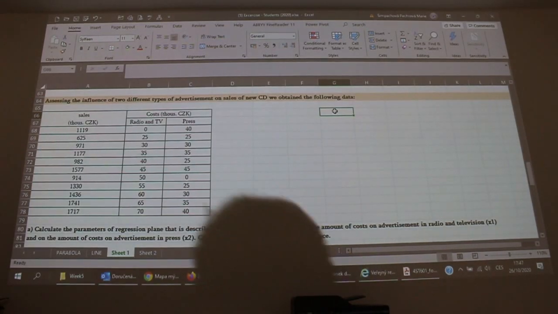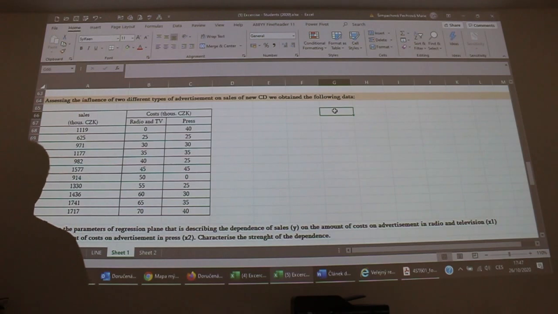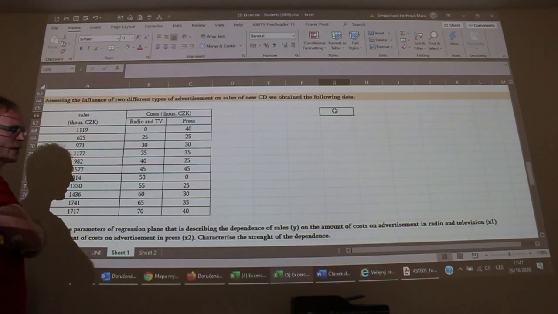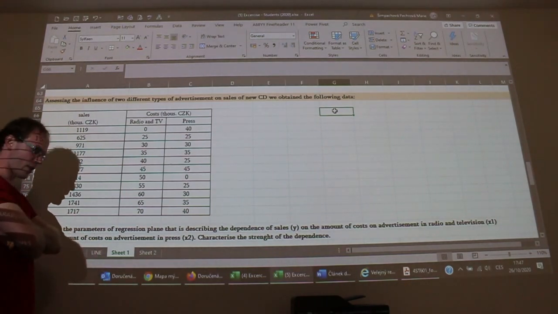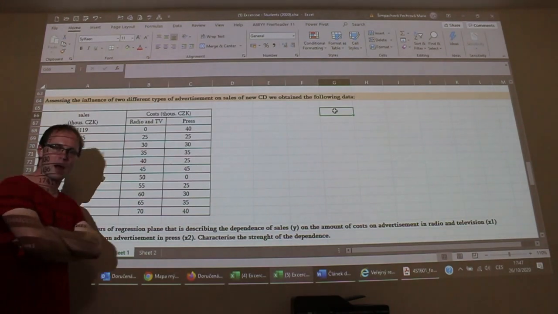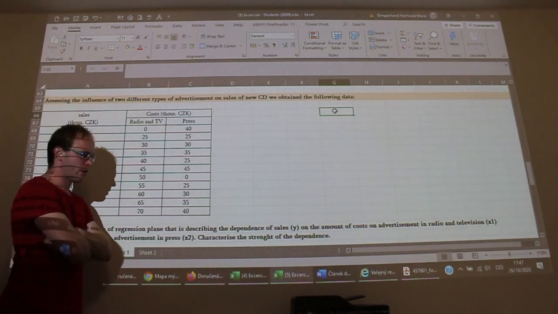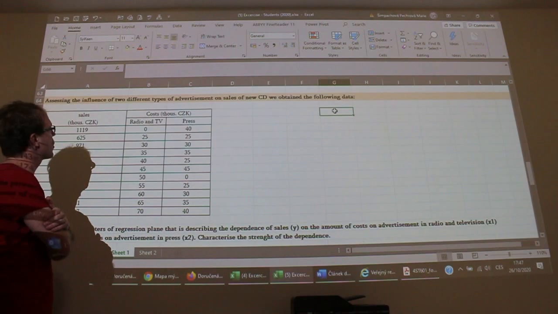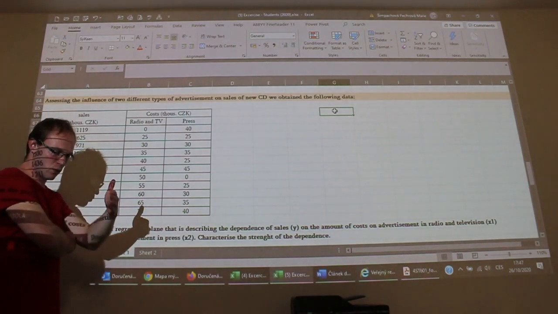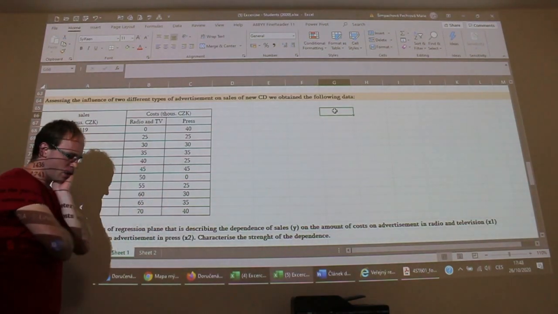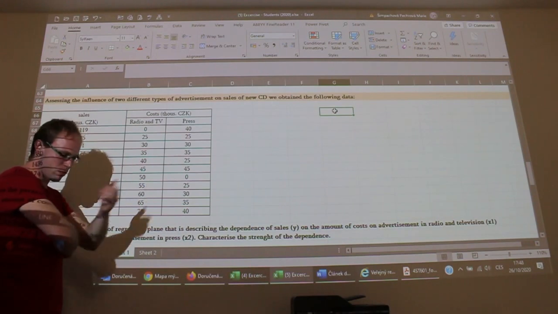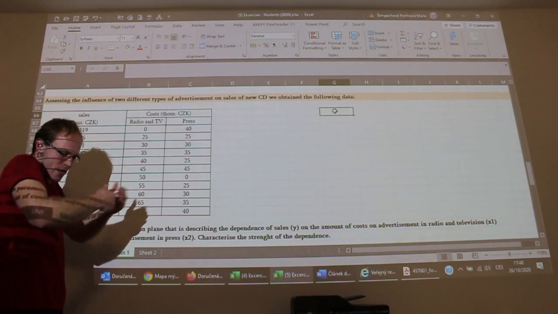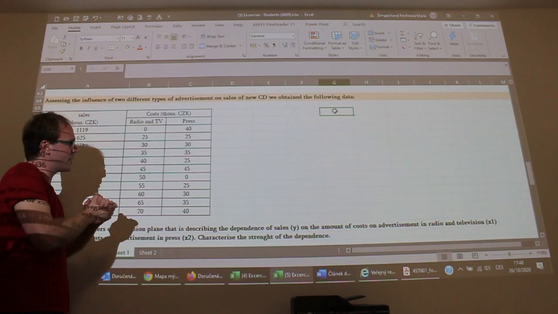Another example, you are selling CDs, yes? You are selling CDs and you want to sell a lot of CDs and earn a lot of money. So you invest in advertisement, yes? Because more people know about your CDs, more people buy these CDs.